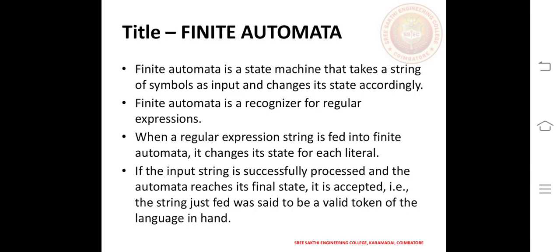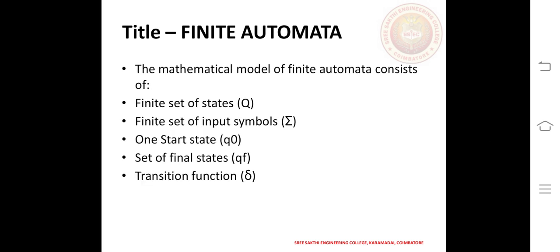Finite automata is a state machine that takes a string of symbols as an input and changes its state accordingly. Finite automata is a recognizer for the regular expression. When a string is fed into the finite automata, it changes its states for each literal. If the input string is successfully processed and the automata reaches its final state, it is accepted. That is, the string just fed is said to be a valid token for the language at hand.